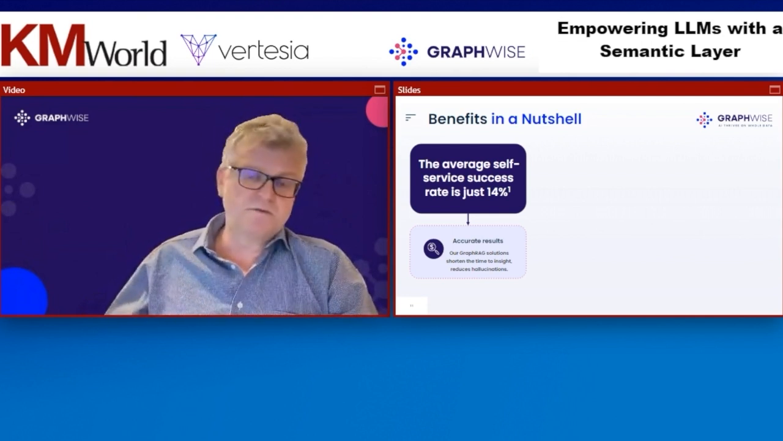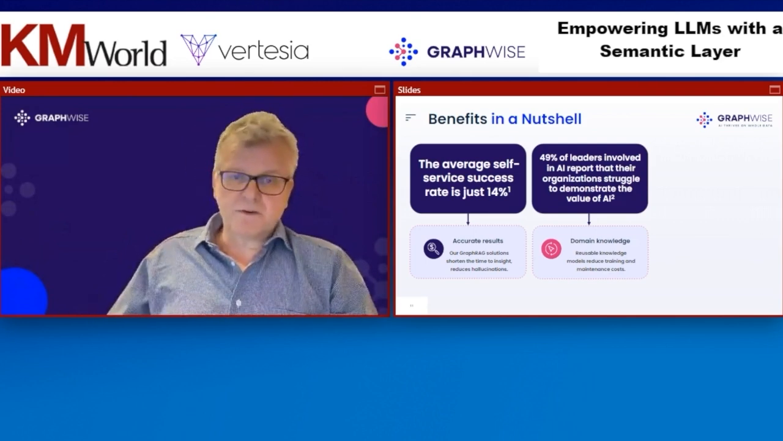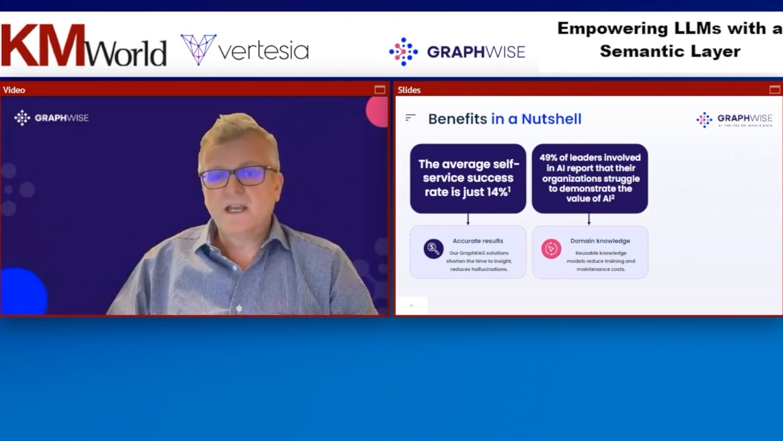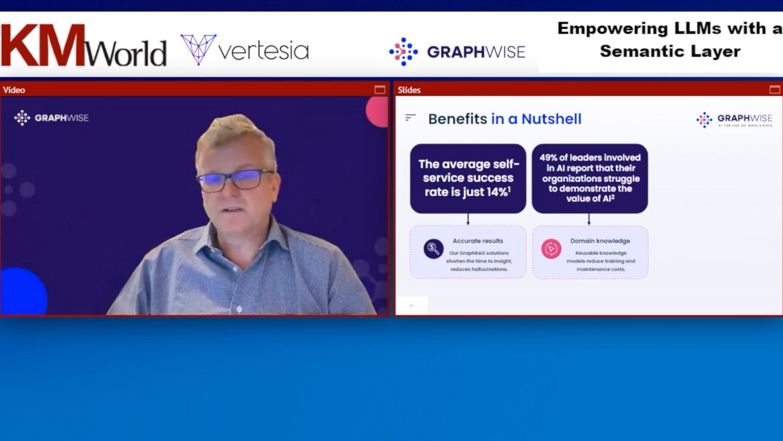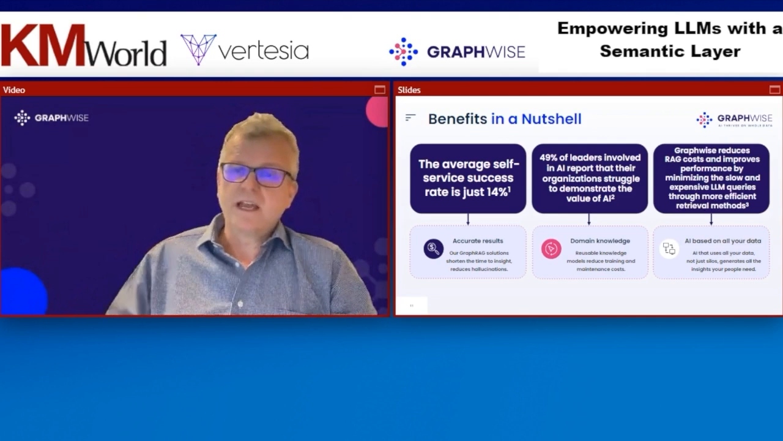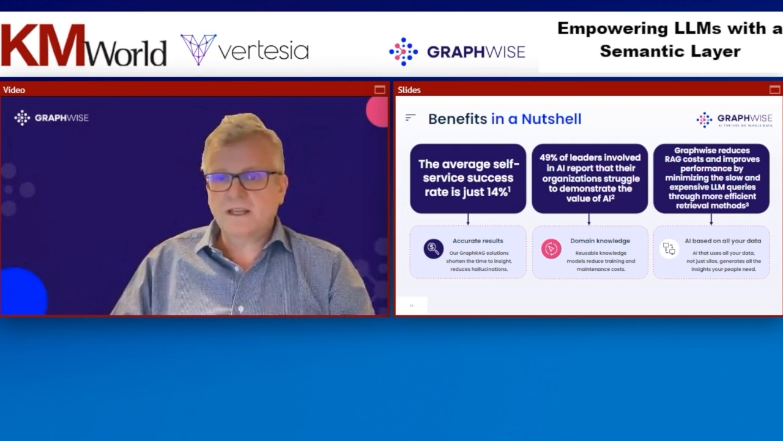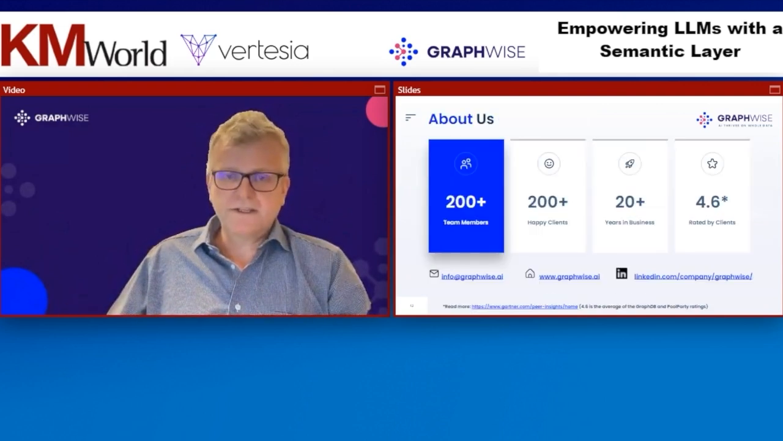So to sum up, benefits in a nutshell: self-service success rate is still pretty low. So the way moving forward is using a semantic layer, typically flavor 2 or flavor 3. 49% of leaders involved, as stated at the beginning, are not happy with the output of their AI projects. Why is that? Because they typically lack this domain knowledge. This is the missing piece. And then last but not least, it's all about costs at the end of the day. In the RAG system, the retrieval part can lower cost very well if you do it the right way, and efficient retrieval methods can be provided with GraphRAG. I think that's about it.